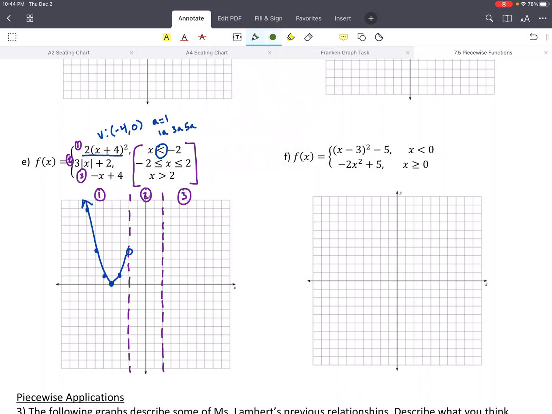Okay, now we'll go to the second equation here. I got 3 times the absolute value of x plus 2. My vertex on that one is 0, 2. So 0, 2 is here. And then since my A value is 3, remember with the absolute value, that's just a slope in either direction. So I'm going to go up 3 over 1, 3 over 1. And this one is going to be closed on both sides. So up 3 over 1, up 3 over 1.